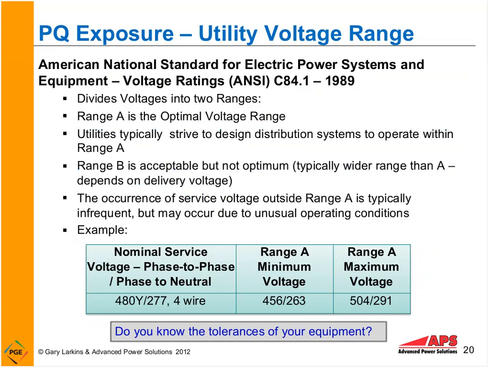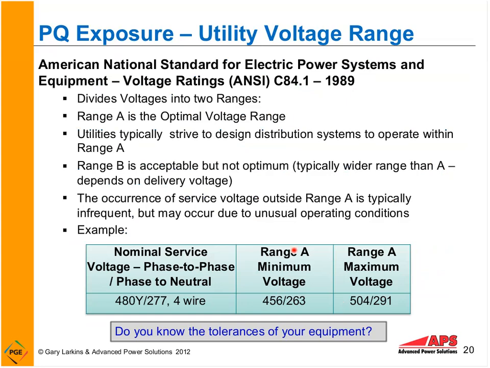Utilities have voltage ranges they try and stay within. In fact, they're guided by national standards. For example, ANSI C84.1 has 2 voltage ranges, and I'm giving you an example of range A. If we look down here, we see the range A minimum voltage and maximum voltage. And this is the phase-to-phase or phase-to-neutral voltage here. We can see on the low end, their target is 456. On the high end, it's 504 volts.